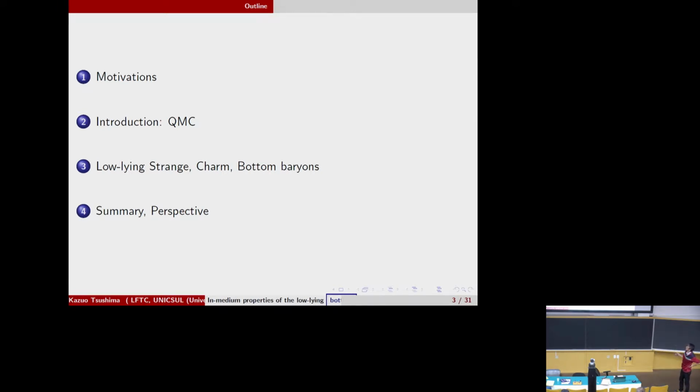First, I will talk about other motivations and the introduction. Then the quark meson coupling model and results for low-lying strange, charm and bottom baryons. Low-lying means they include at least one light quark. Otherwise it is not interesting, because light-quark condensates are very sensitive to the nuclear density. Dynamical symmetry breaking, or chiral symmetry breaking, is related to the quark condensate. Quark condensates are order parameters. So that's why I focus on the low-lying strange, charm and bottom baryons which contain at least one light quark, and then a summary and perspective.